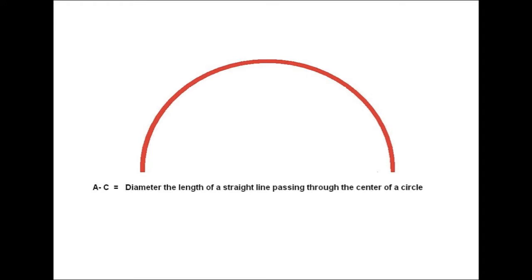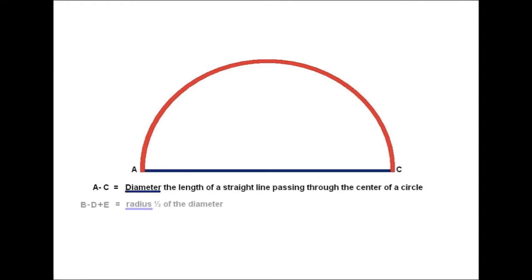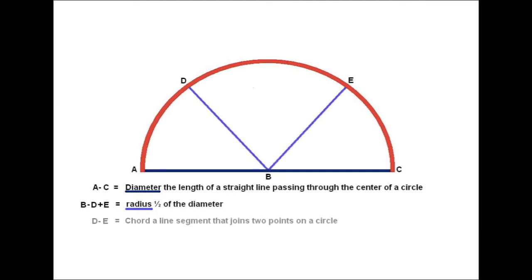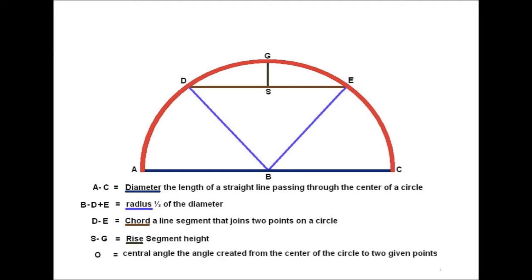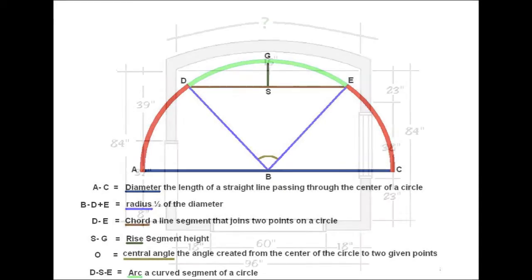The diameter is the length of the straight line passing through the center of the circle. The radius is 1/2 of the diameter. The chord is a line segment that joins 2 points on a circle. The rise is the segment height. The central angle is the angle created from the center of the circle to 2 given points. The arc is the segment of a circle.